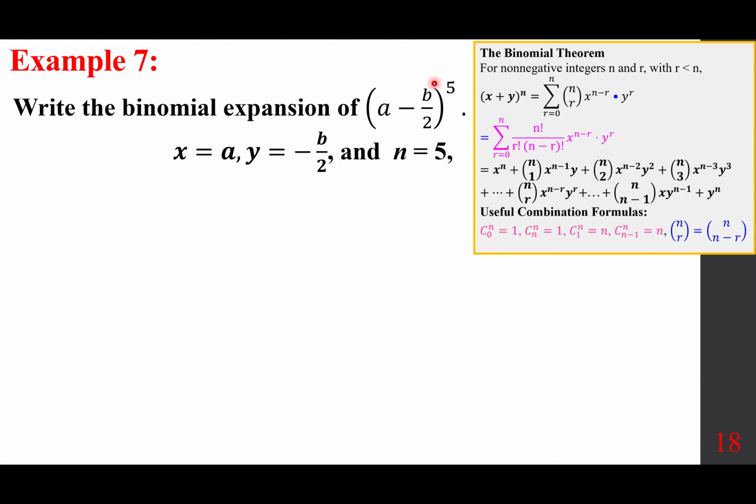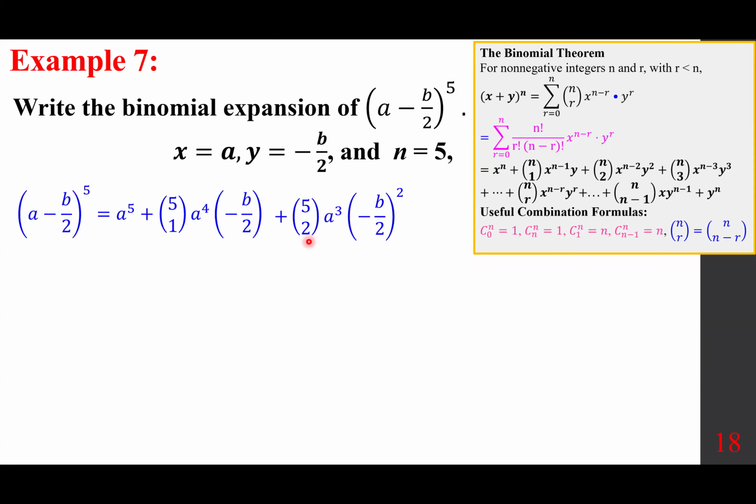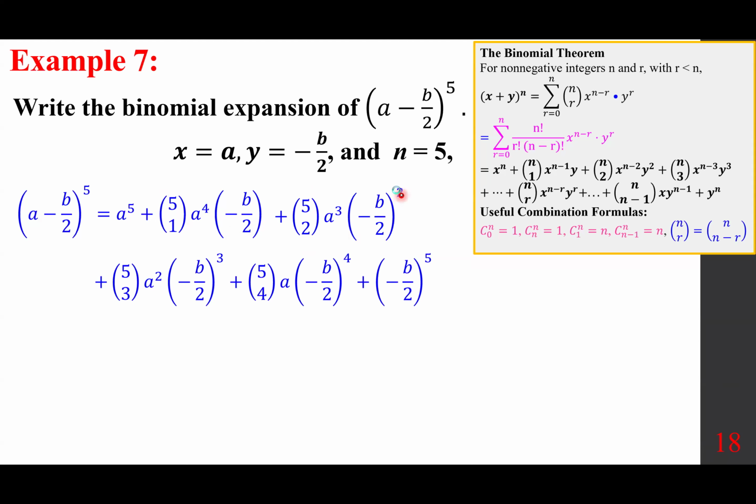So if you want to raise this to the 5th power, the first one is 5, 1, a to the power of 4, this thing minus b over 2 to the power of 1. The next one, we have 5, 1, a to the power of 4, minus b over 2 to the power of 1, which we don't write. The next one plus 5, 2, a cubed, this thing to the power of 2. The next one, 5, 3, a squared, minus b over 2 to the power of 3, and the rest of it.